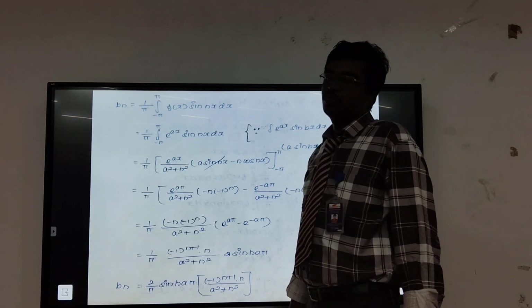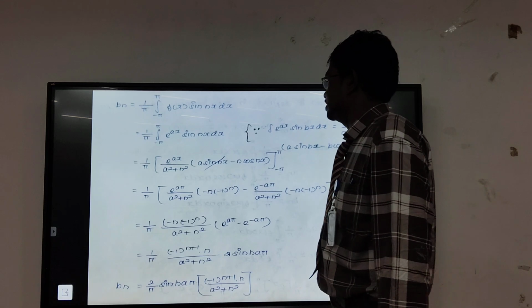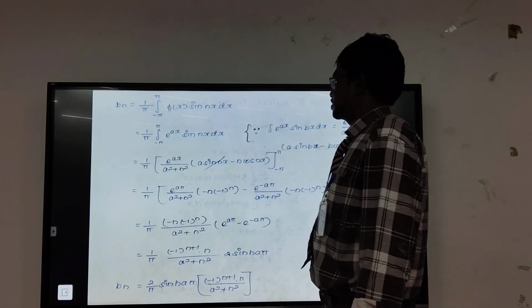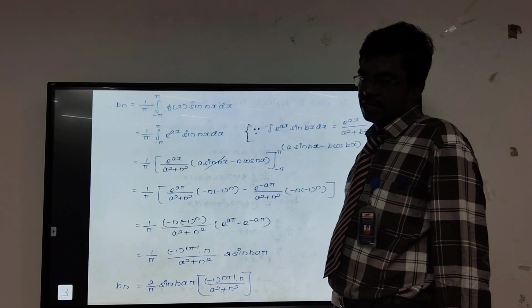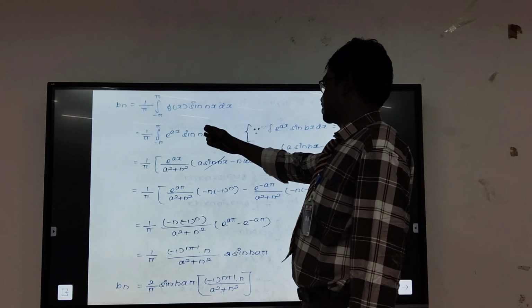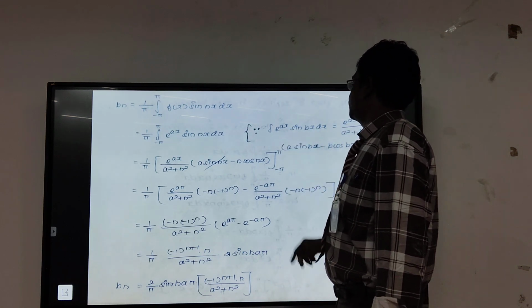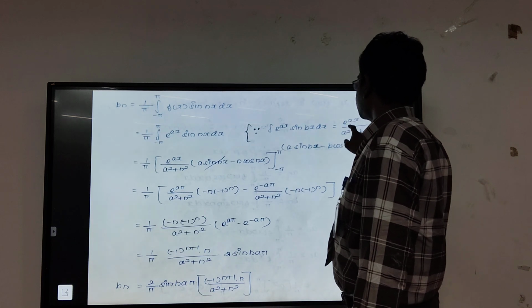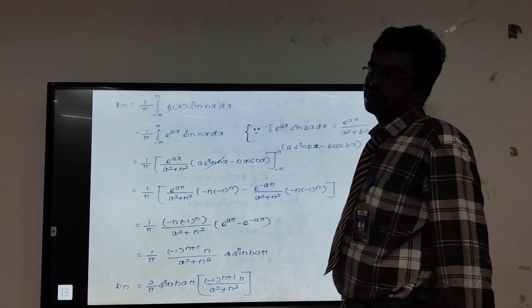Bn, the formula is 1 by pi integral minus pi to pi f of x sin nx dx. Here in this problem f of x is e power ax. So e power ax sin nx dx. We now don't use Bernoulli's formula. We already know the basic formula. Integral e power ax sin bx dx equal to e power ax by a square plus b square, a sin bx minus b cos bx.